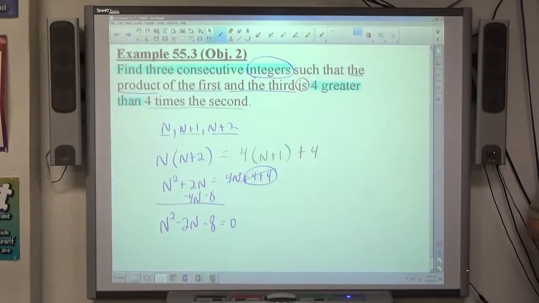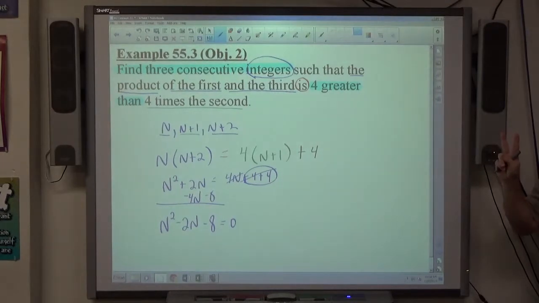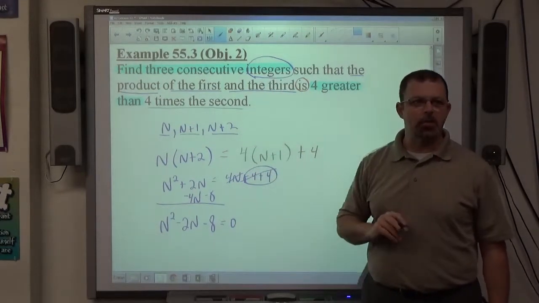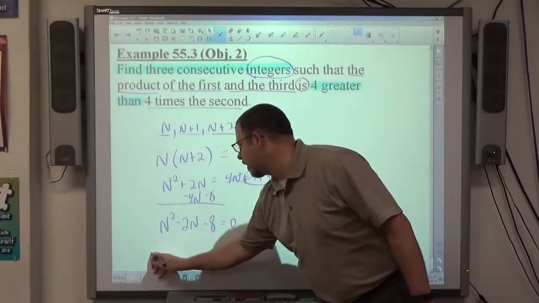Now we've learned several techniques for solving a quadratic equation. Technique 1 was factoring. Technique 2 was completing the square. Now if you want extra practice at completing the square, by all means go ahead and do that. But if you're doing consecutive integer word problems, this will be a factorable expression. And it's much easier to factor than it is to do anything else.